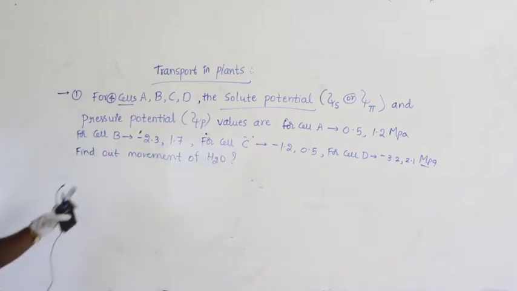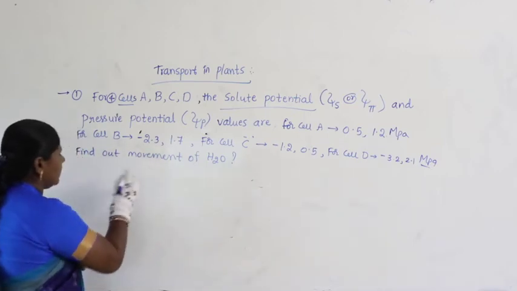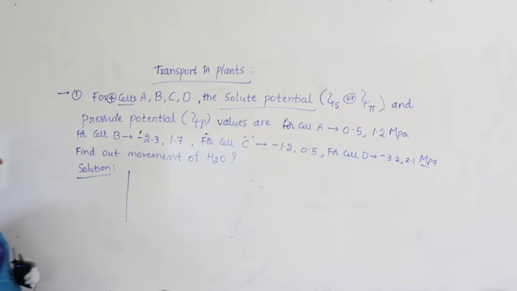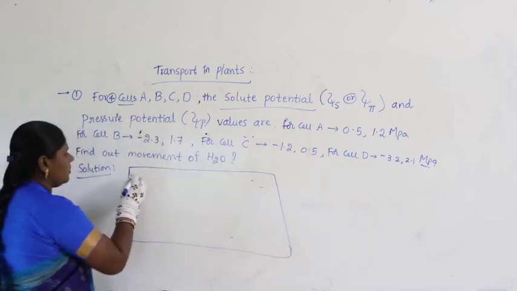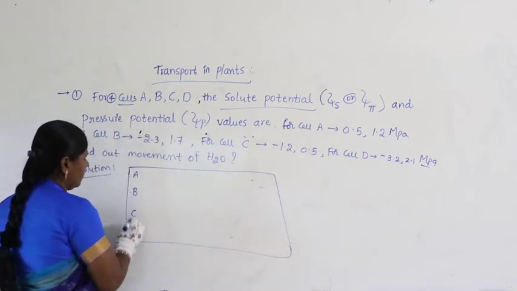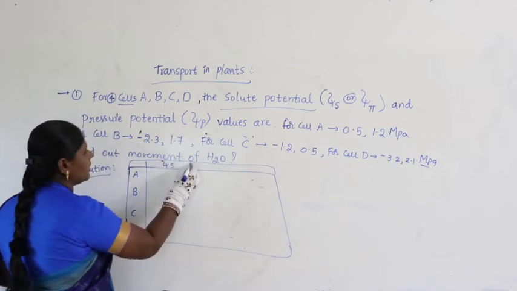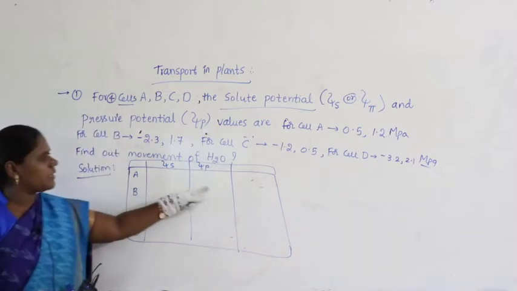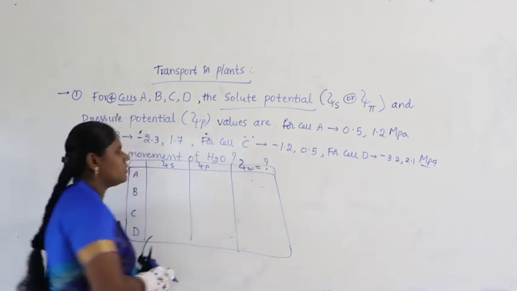So when you take all this, how do we calculate, how do we find out? Now generally we take into consideration water potential values. Let us take all 4 cells, this is A, B, C and D. So here we can write what values are given. Solute potential value is given, pressure potential value is given. When both are given, what do we need to calculate? We need to calculate the water potential values, right.